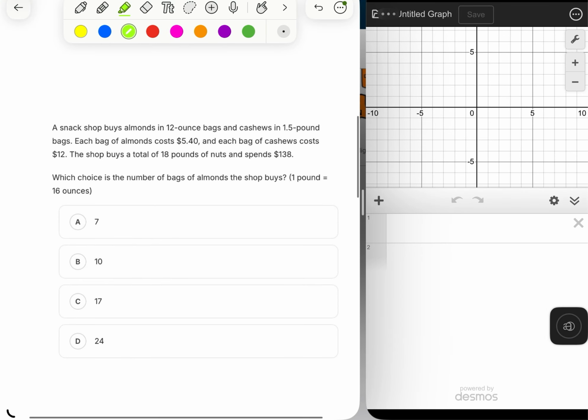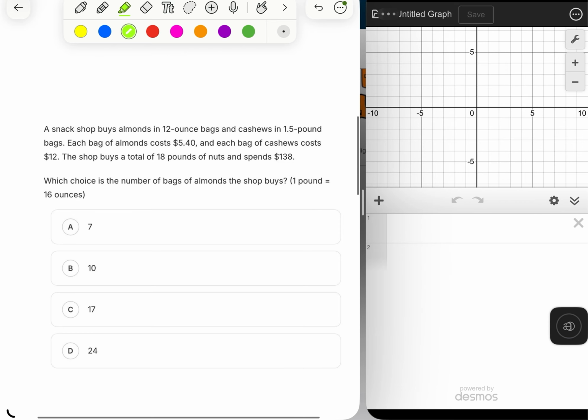Okay, so here we have a snack shop which buys almonds in 12-ounce bags and cashews in 1.5-pound bags. Each bag of almonds costs $5.4 and each bag of cashews costs $12. The shop buys a total of 18 pounds of nuts and spends $138. Which choice is the number of bags of almonds the shop can buy?